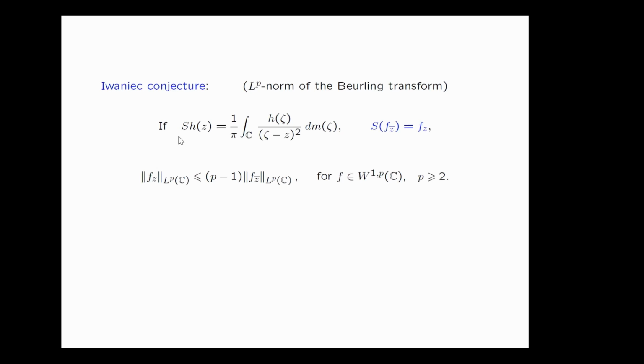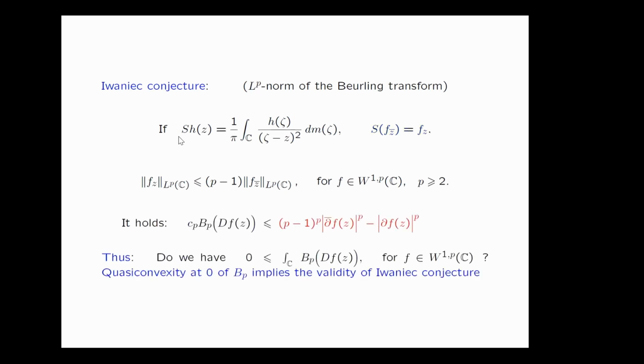And it turns out that this would come as a corollary from the quasi-convexity of the Burkholder functional. This is because the Burkholder functional gives you a pointwise lower bound for this expression. So if it was quasi-convex at 0, this integral would be greater than 0, and therefore this integral would be greater than 0, and then we could move the f_z to the power p to the left-hand side, and we would have a proof of Iwaniec's conjecture.